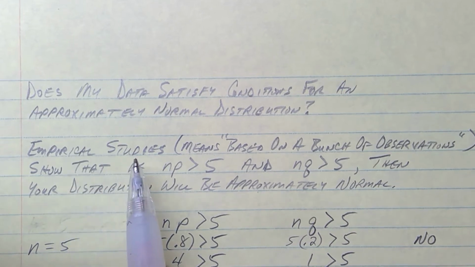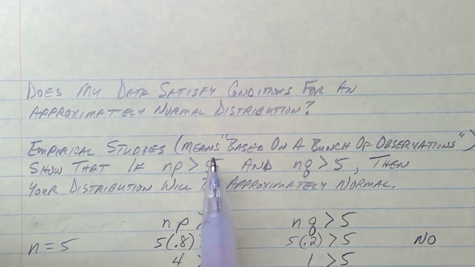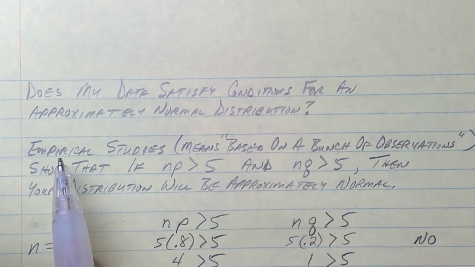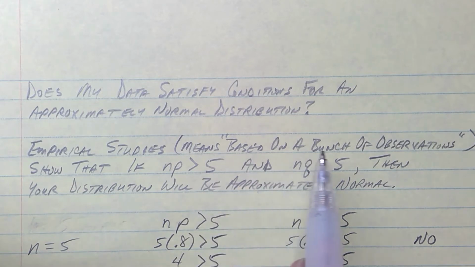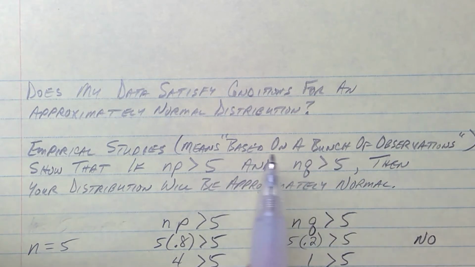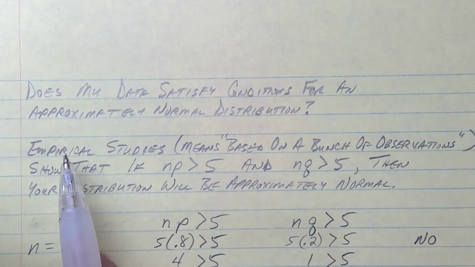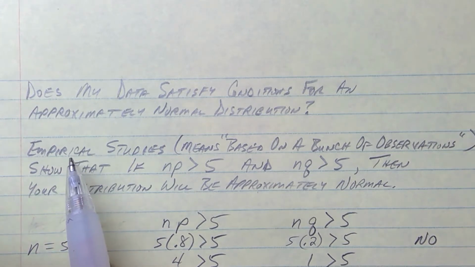Well, empirical studies found, and empirical is a fancy word that just means they watched a bunch of examples, all right? It sounds really scientific, but it's not. It just means based on a bunch of observations. It means we watched a bunch of experiments, and this is what happens. So it's not really based on theory or anything. It's based on what they observed over a period of time.